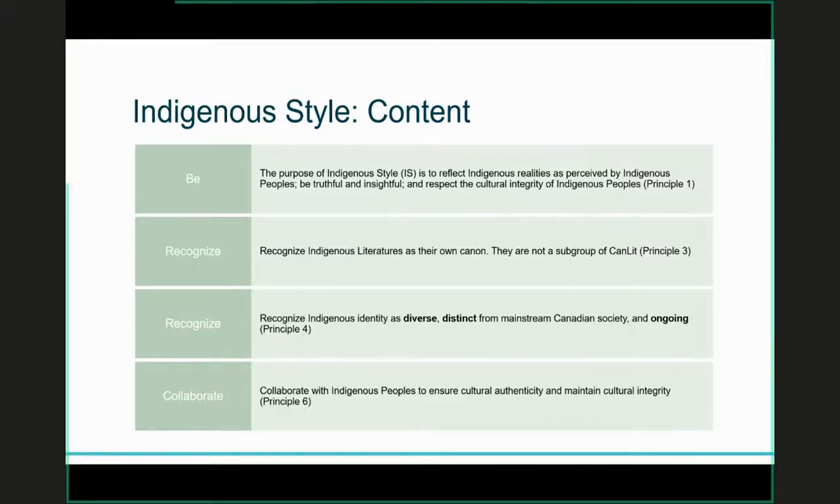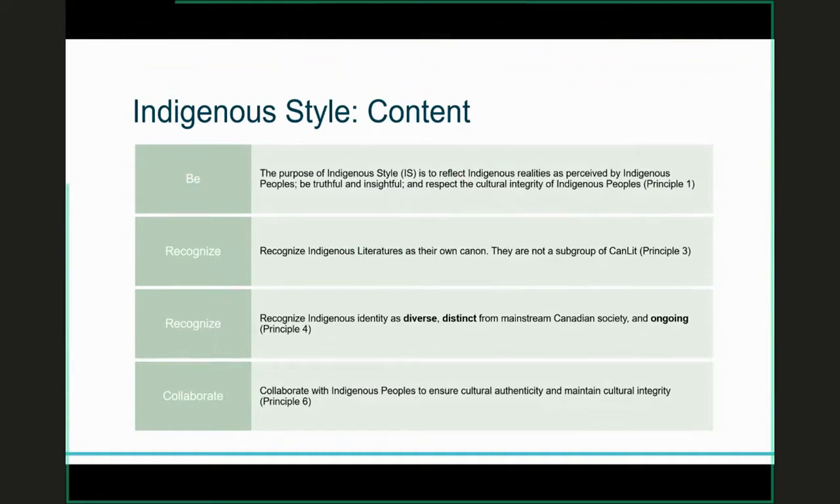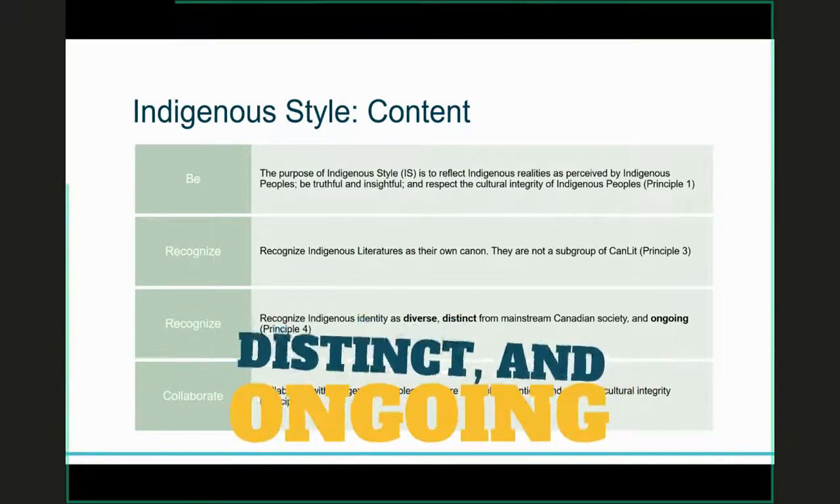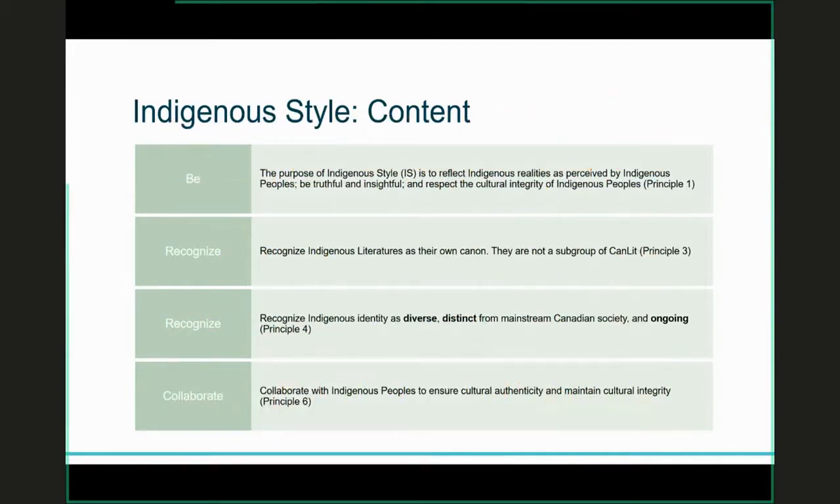When it comes to the content of your writing, it's important to reflect Indigenous realities as perceived by Indigenous peoples. Be truthful and insightful, and respect the cultural integrity of Indigenous peoples. Indigenous literature should not be seen as a subgroup of Canadian literature. Recognize Indigenous literature as their own canon. Recognize Indigenous identity as diverse, distinct from mainstream Canadian society, and ongoing. This means don't refer to Indigenous peoples in the past tense.